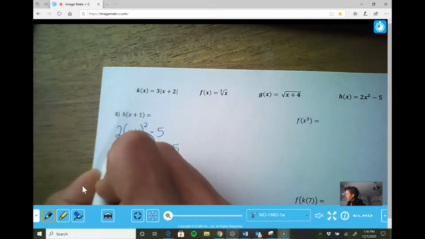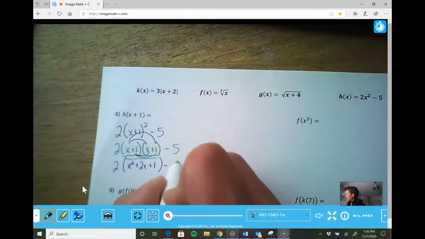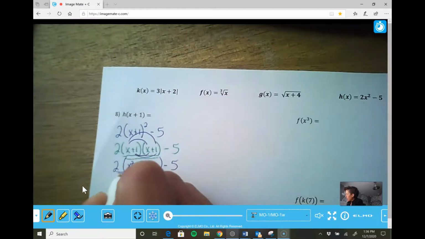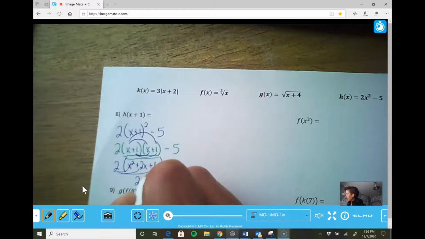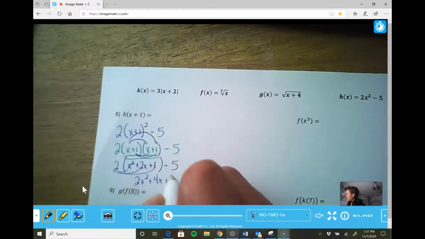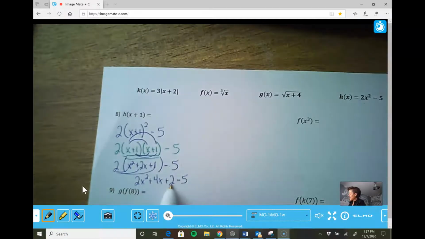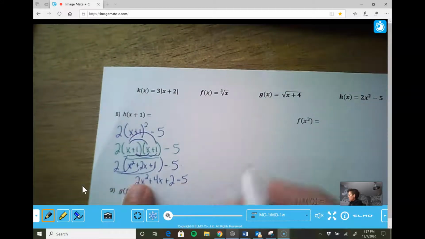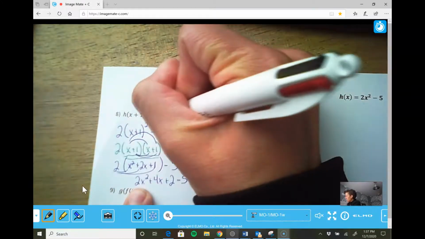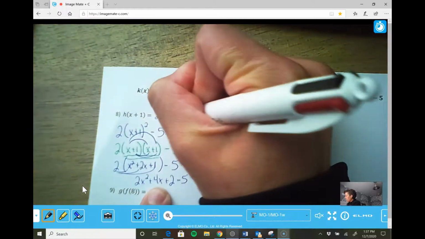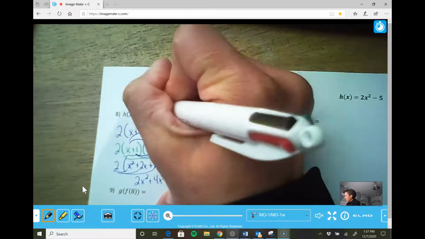And now this group still has to meet 2. So now 2 is going to meet everybody. And we're going to get 2x squared. We're going to get 4x. We're going to get the 2. And then I'm going to not forget about the subtracting 5. And then I can clean this up just even more by combining these like terms. So when I'm done, my final answer is 2x squared plus 4x minus 3.